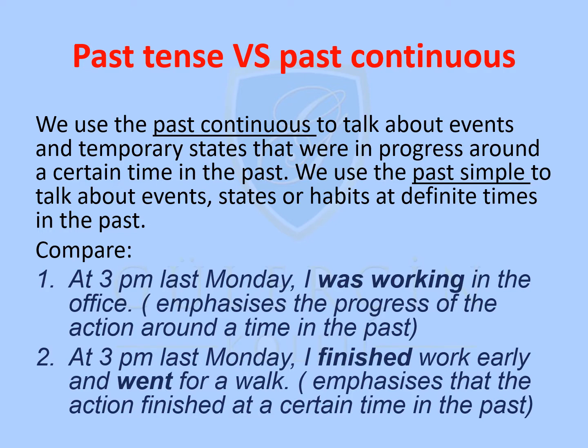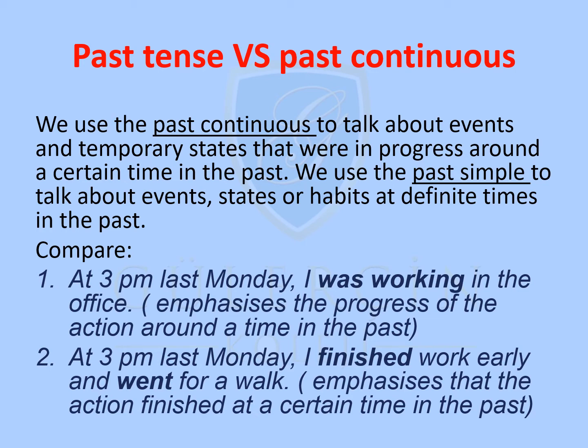One of the topics is past continuous. So let's compare it with past tense so you can understand it better and how it works. To remind it, we use the past continuous to talk about events and temporary states that were in progress around a certain time in the past. Whereas the past simple, we use it to talk about events, states or habits at a certain time in the past. Let's compare the examples.